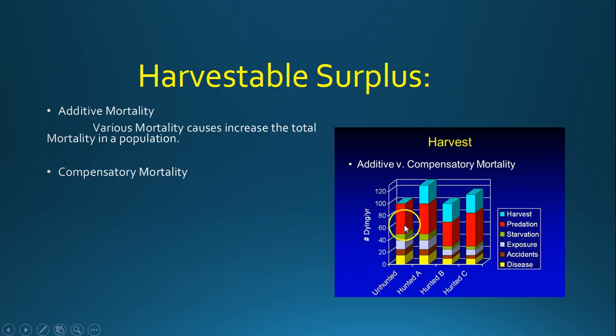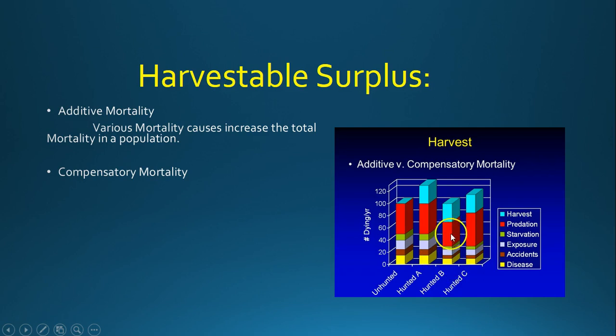And now I want you to go back to this first group here where I had 100 individuals dying per year and look at how many were dying to predation, how many were dying to exposure, and how many were dying to disease. And I look at this population B. Let's say this is the same population, but this time I am able to hunt, it looks like, about 40 animals out of that population, but my total mortality for the year didn't change. How can that be? Well, it's that way because my other causes of mortality actually went down.